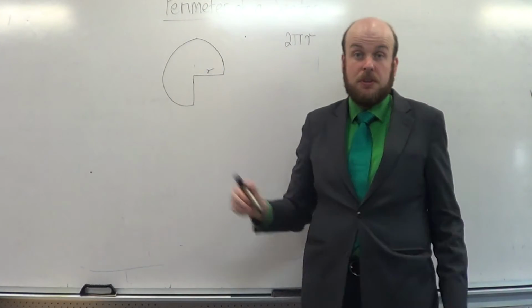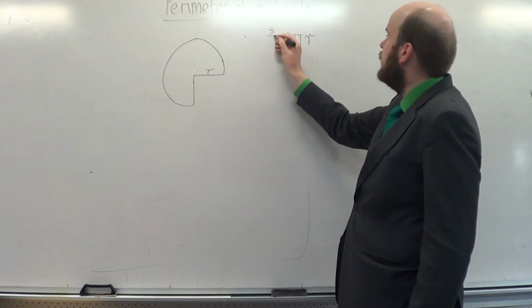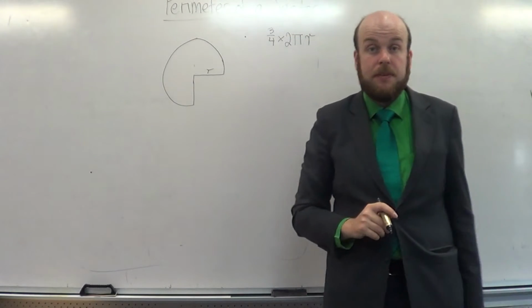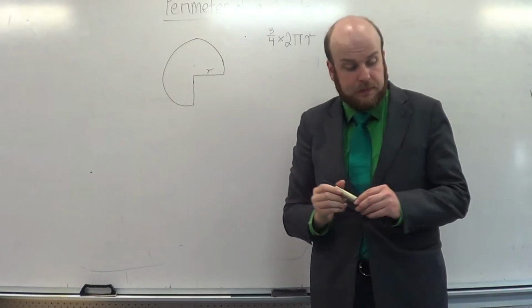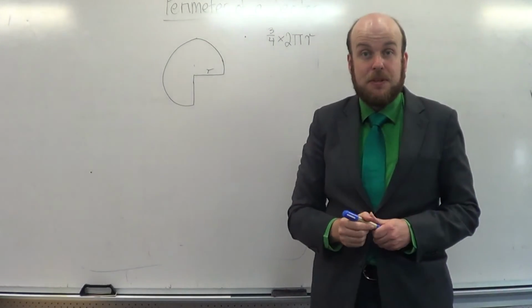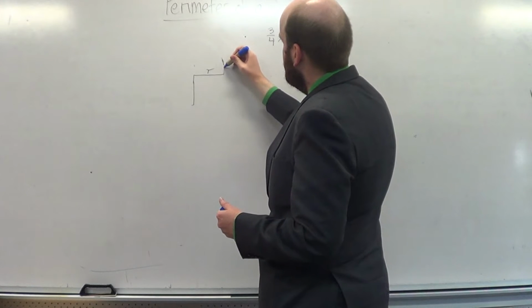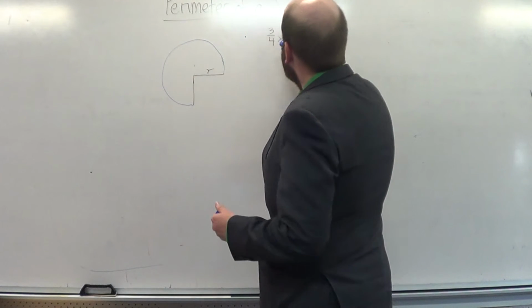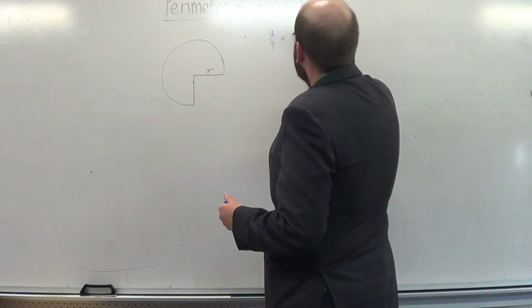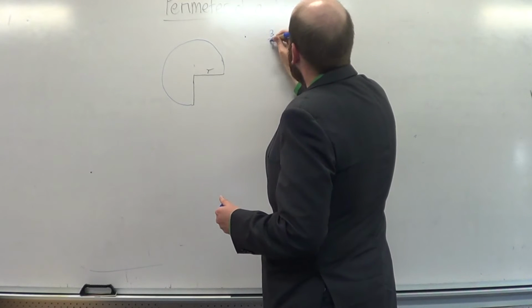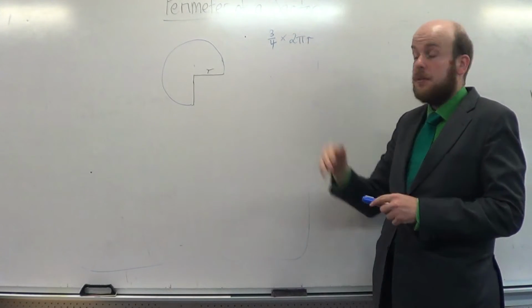Now, this is 3/4 of a circle. So therefore, I don't want the entire circumference. I'd want 3/4 of that circumference. So this 3/4 of that 2 pi r, that would be this bit. In fact, why don't we jump to some colour? So that blue section is in fact 3/4 times 2 pi r.